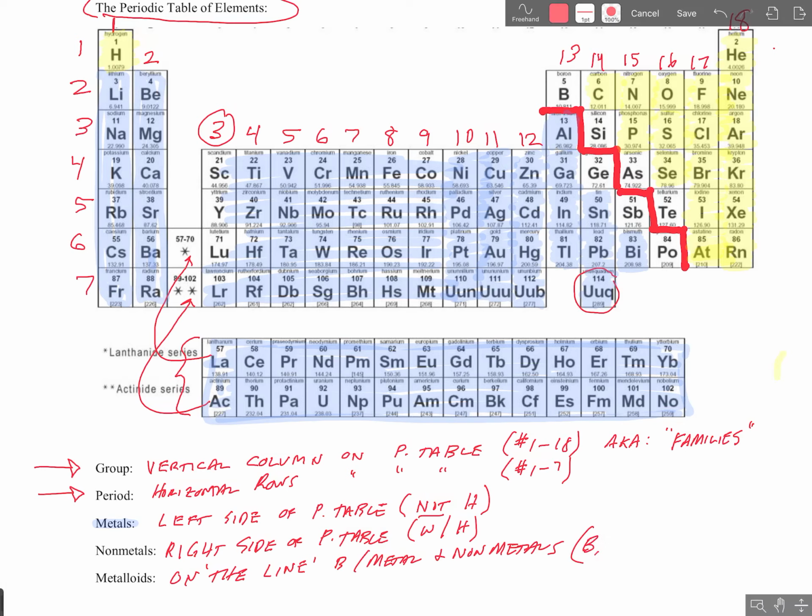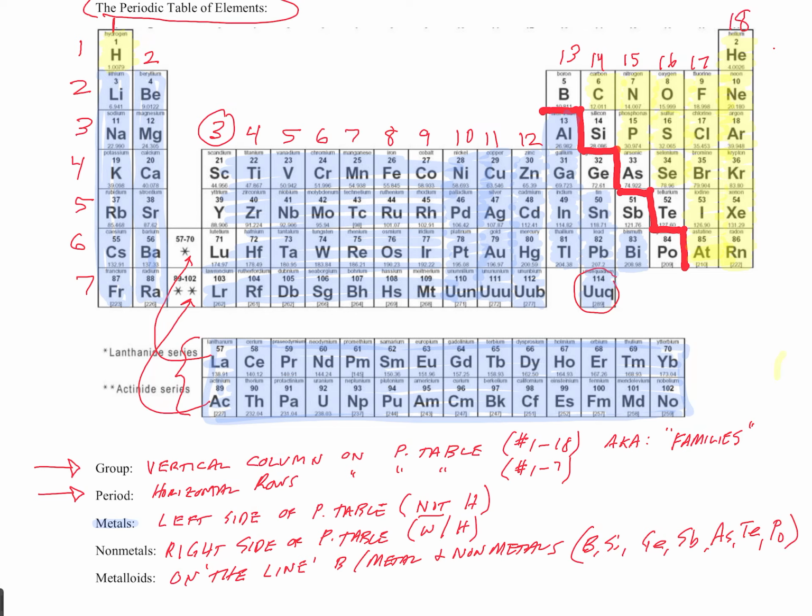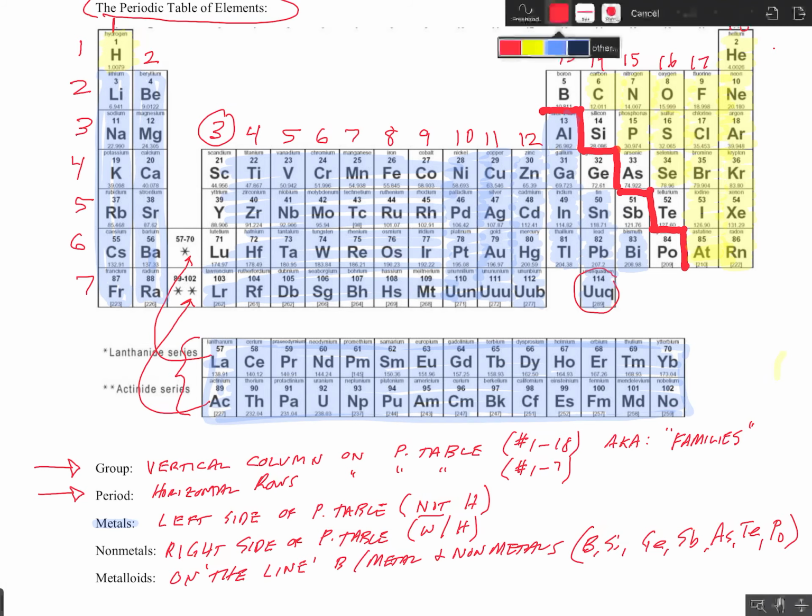There will be boron, silicon, germanium, antimony, I forgot arsenic, tellurium, and polonium. Those are our metalloids, and they're the elements that are on the line that are not yet colored in. So let's find another color for the metalloids.